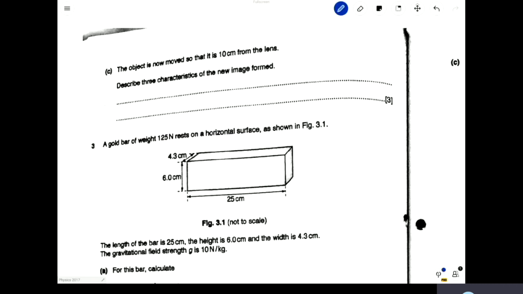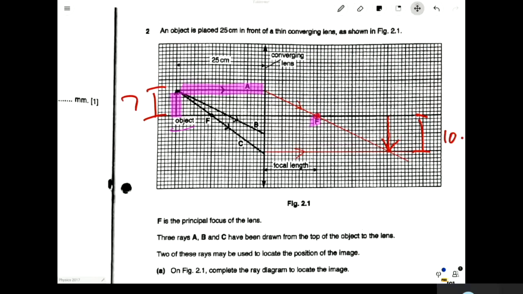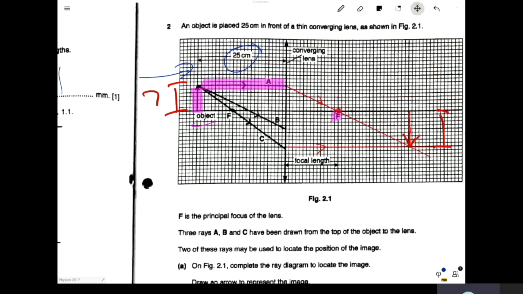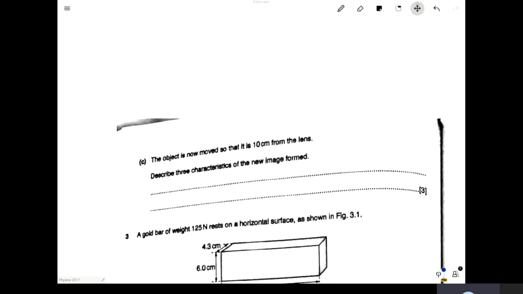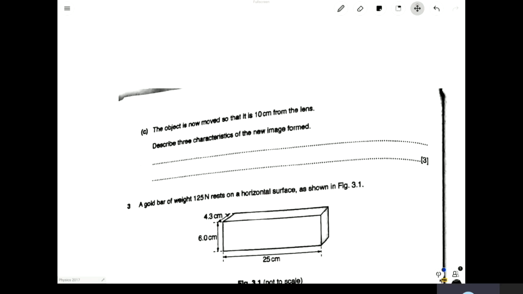Okay, next. The object is now moved so that it's 10 cm from the lens. Describe 3 characteristics of the new image formed. Now it's 10 cm. I think it's moved closer. You see this is 25, right? So now they move closer, inside. So when you move inside, it's now closer to the focal length. You need to determine exactly where it is in the focal length.